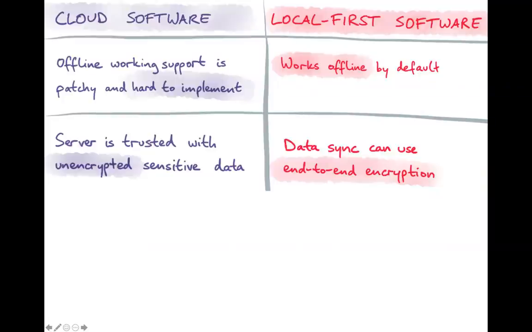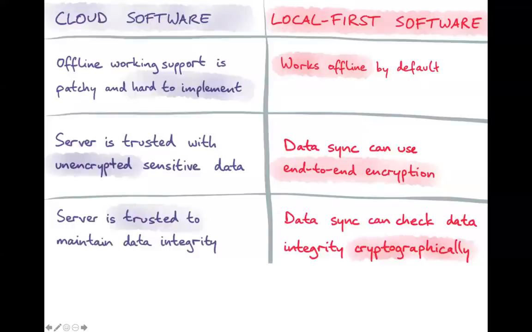The difference with local first software is that we've moved all of the interesting logic to the client side, and so therefore we can actually use end-to-end encryption protocols. So types of protocols that Signal and WhatsApp and iMessage use, so that the servers don't actually have access to the plain text anymore, but the server is just pushing some encrypted data blobs back and forth, and the decryption only happens on the clients. So we can really improve the security properties here.